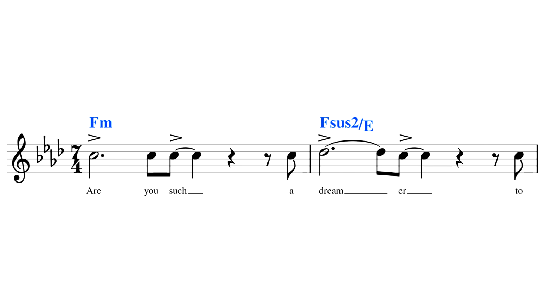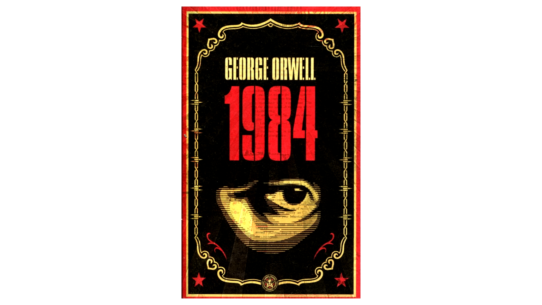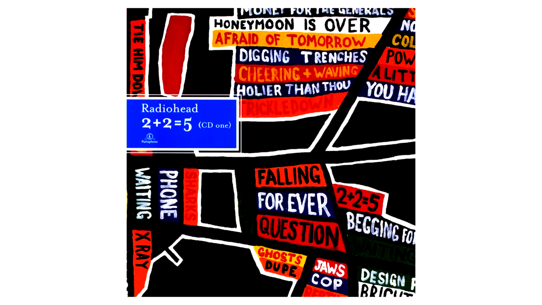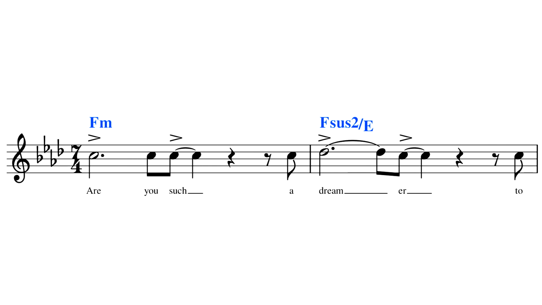This division of the 7-4 bar into two equal halves gives the song's rhythm an uncanny pulse that simultaneously sounds odd and even at the same time. And this fits perfectly with the song's title. 2 plus 2 equals 5 is an expression lifted from George Orwell's dystopian novel 1984. This song is about a world that isn't quite right, where things don't quite add up. So this unusual odd and even rhythm creates an appropriately uneasy backdrop for a song about when 2 plus 2 equals 5.